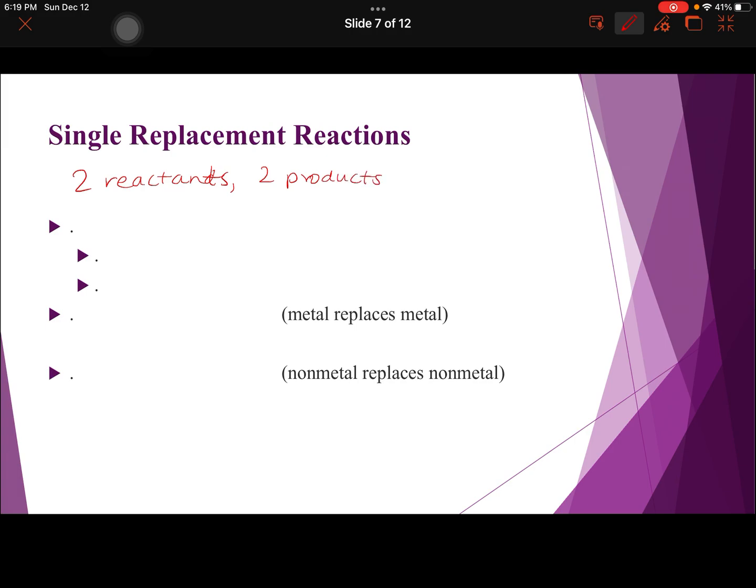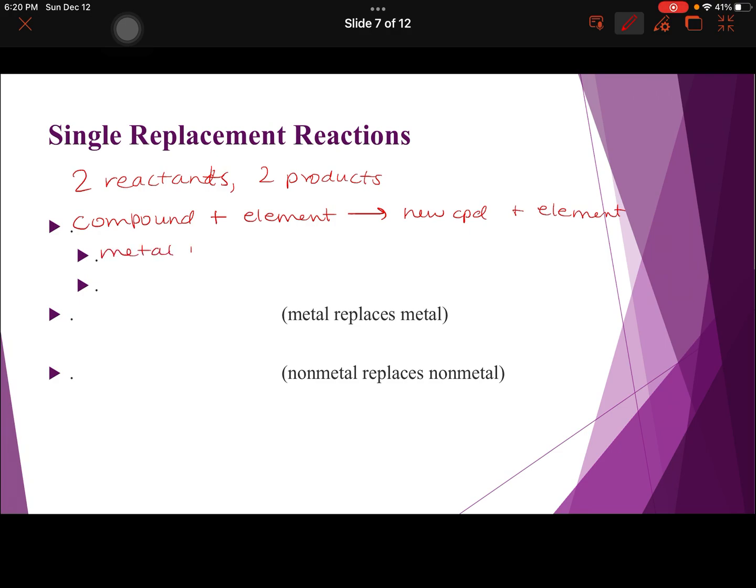Okay, so on your reactant side, you're going to have a compound that is made up of two or more elements. You're going to react it with a single element, and there's going to be a switch that occurs. You'll end up with a new compound, and it will free up one of the elements that were in the original. Okay, so I'll explain this and give you examples.